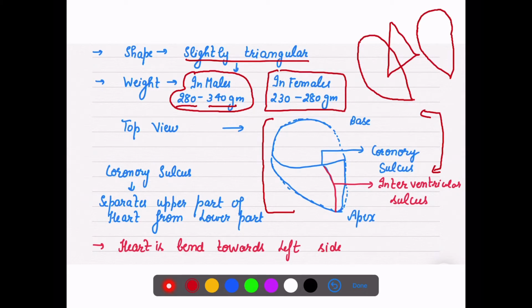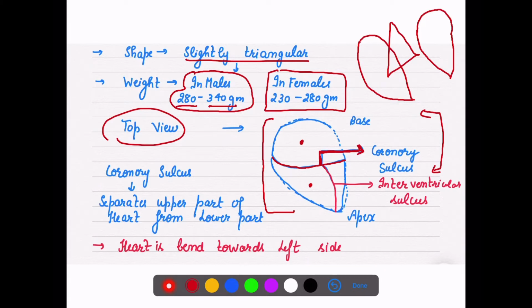Now when we look at the heart from the top, here I'm not talking about the internal structure, not about any part of the four chambers of the heart. I'm just saying, when you look at the heart from the top view, what do we find? There is a partition which separates the upper part from the lower part. That is known as coronary sulcus. Sulcus means a dividing part. It separates the upper part from the lower, and that is known as coronary sulcus.